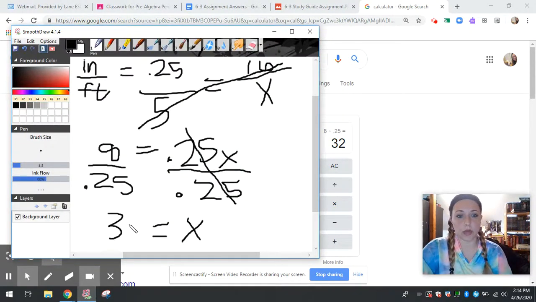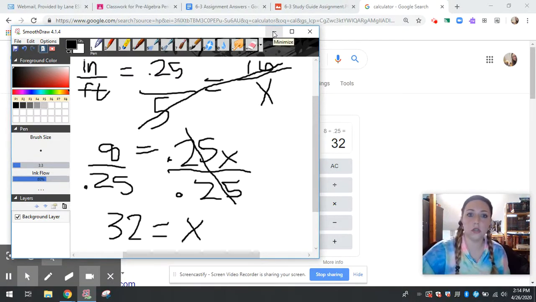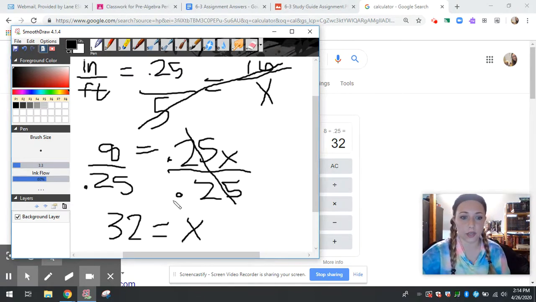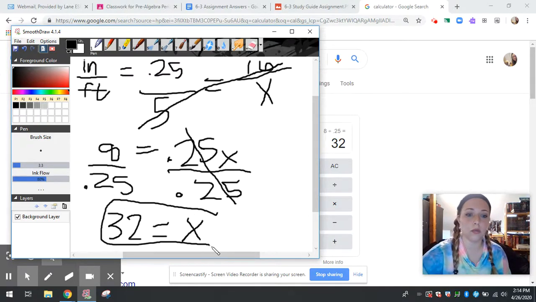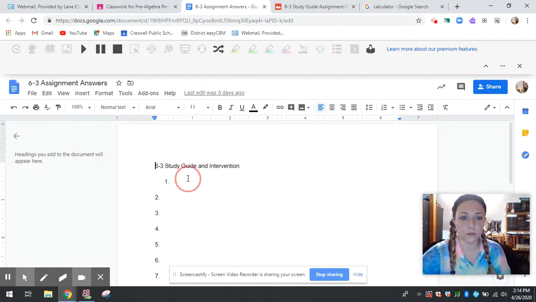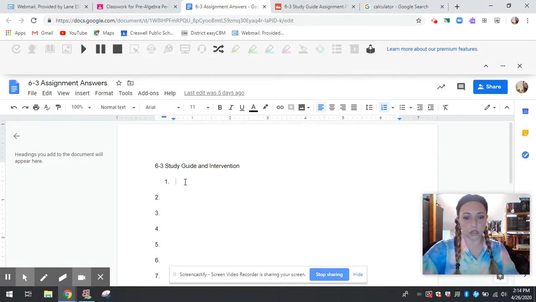So let's think about whether that makes sense. If we were told that the lobby is 1.6 inches on the map, would it make sense that it's actually 32 feet in real life? Yeah, probably. So that's my answer, 32. I'll go back to my assignment sheet and I'll make sure to use my units too. It was 32 feet in real life, not 32 inches.